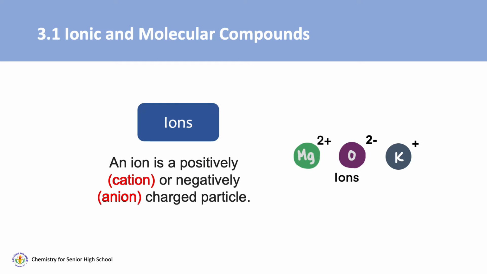Now, for the one in the middle, we have oxygen, represented by the letter O. As you can see, it has two negative charges, represented by the 2 and the negative sign next to it. Since oxygen has two negative charges, it is an anion. And lastly, we have the atom K, or potassium. As you can see, potassium has one positive charge, therefore making it a cation.